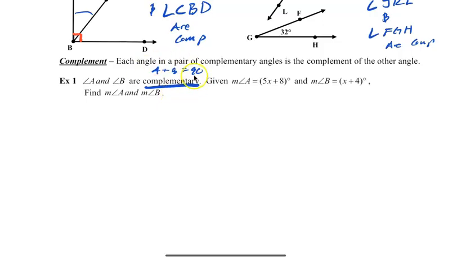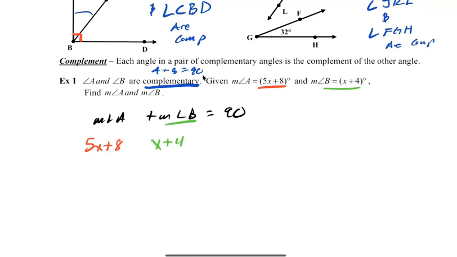So we have our formula. Complementary means that if I add them up, they equal 90. So that's what we're going to do, right? So the measure of angle A plus the measure of angle B equals 90. We know what this is, this is 5x plus 8. And we know what that is, that is x plus 4. And we add them up.